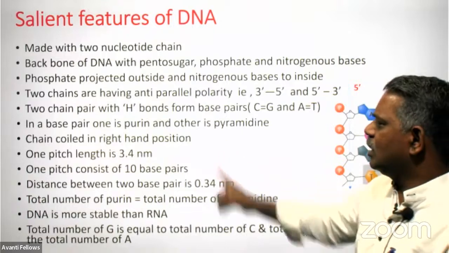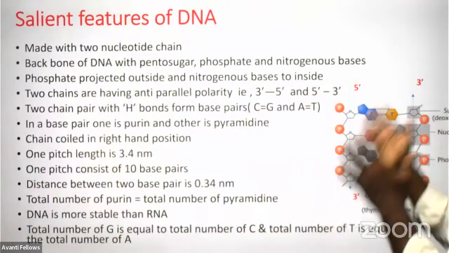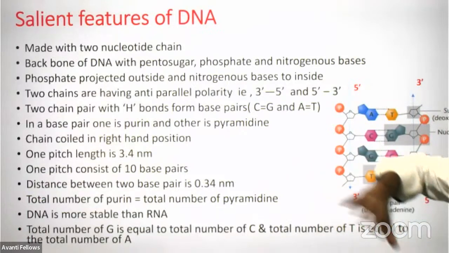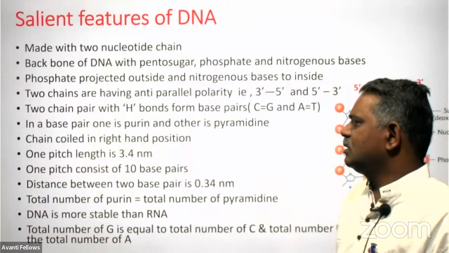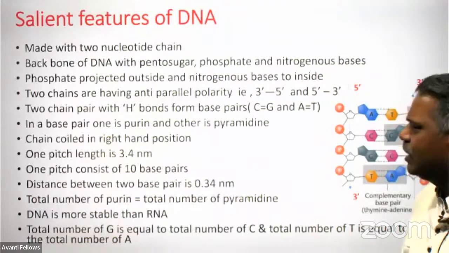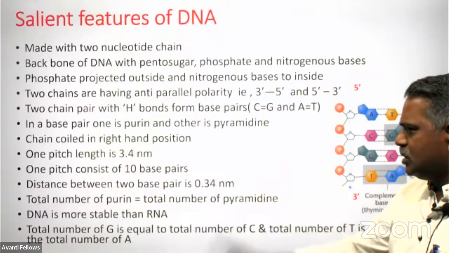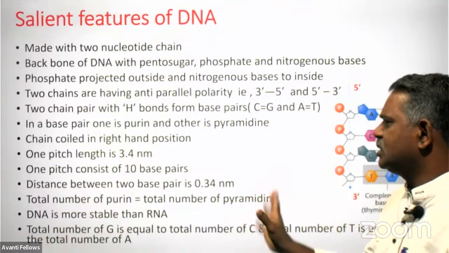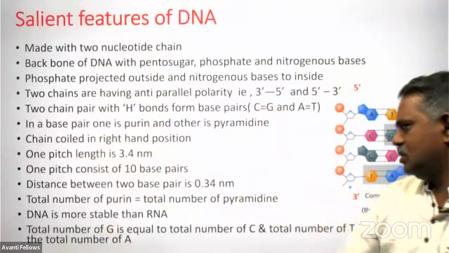And this chain coils in a right hand position. I told you, after the formation of this double stranded structure, it goes for coiling in right hand position. And one pitch length is 3.4 nanometer. Pitch means one coil in DNA. It is called the pitch, and the length is 3.4 nanometer. One pitch consists of 10 base pairs. So the distance between two base pairs is only 0.34 nanometer.